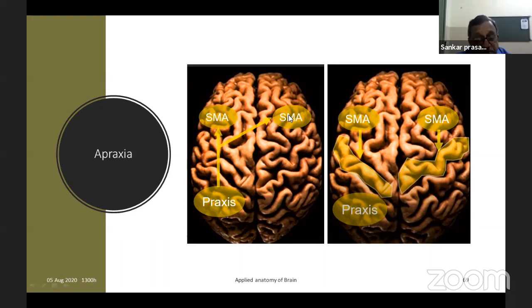From the supplementary motor area, the stimulus sends commands to the precentral gyrus, where the motor commands are executed through the pyramidal tracts down to the final common pathway of the anterior horn cell. So if there is a problem in any of these, the learned motor acts get disturbed. There will be clumsiness in the hands. That is apraxia.